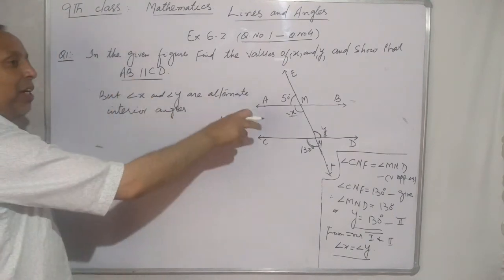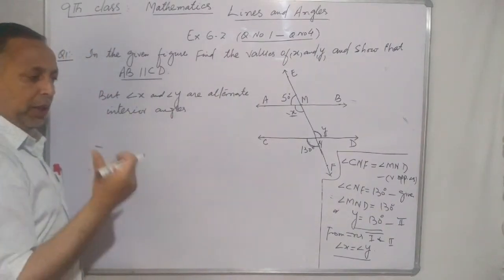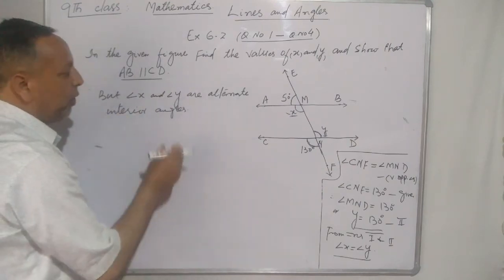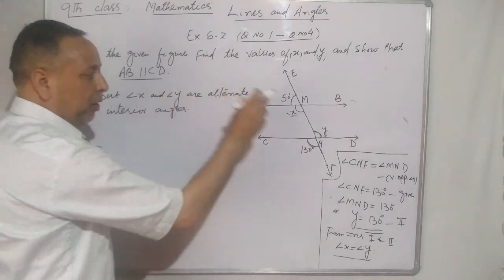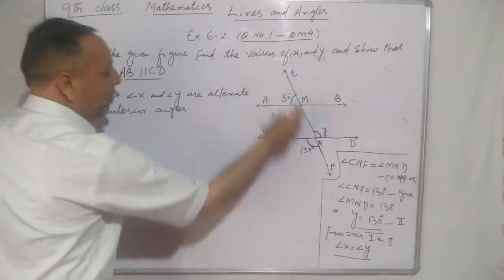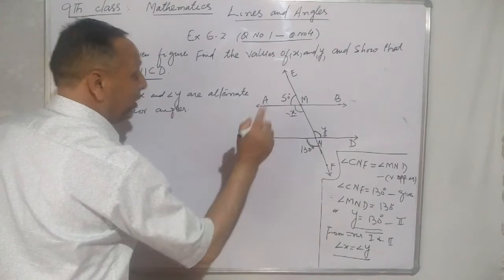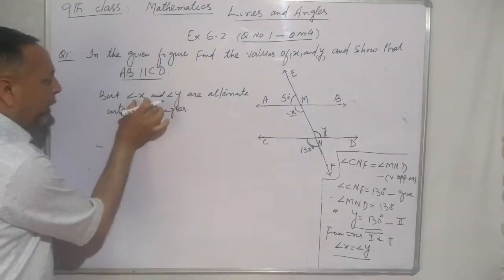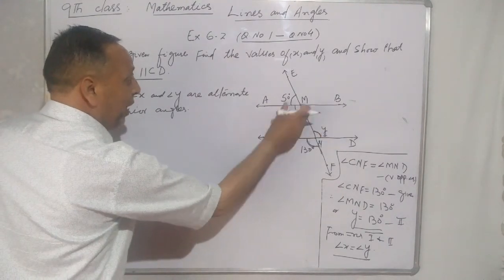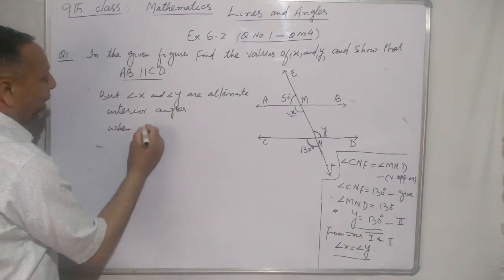And you have already studied theorem 6.4. If you have not reviewed that video, a link is given in the description. Please see the video and you will see theorem 6.4. Theorem 6.4 says that if a transversal intersects two lines such that pairs of alternate angles are equal, then the lines are parallel. So here angle x and angle y are alternate interior angles. When alternate interior angles are equal, lines are parallel. It is theorem 6.4.